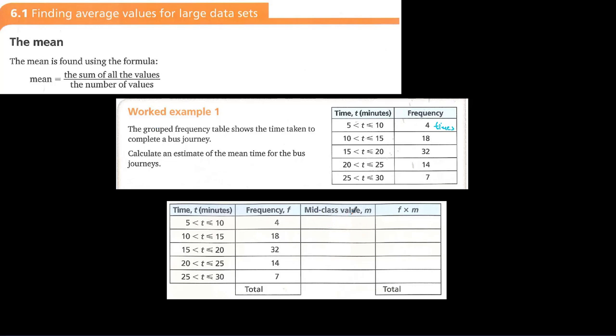We are going to find the mid-class value. Here it is 5 plus 10 divided by 2, which is 15 divided by 2, which is 7.5. So this is the m value. For the second one, 10 plus 15 over 2, between 10 and 15, it is 12.5. There's no need to write m value always. For 15 and 20, it is 17.5.